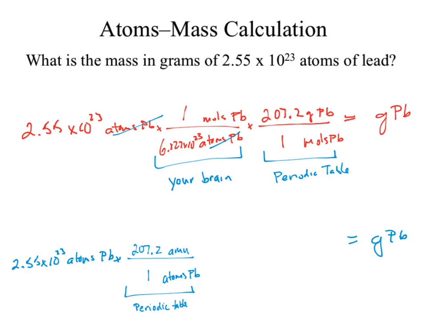The periodic table holds both of those unit sets in it. That was the power of Avogadro's number, that we could interconvert those. The problem with this is AMUs are not grams. And so what do you have to do? You have to convert to grams of lead from AMUs of lead. Where do you find that conversion factor?